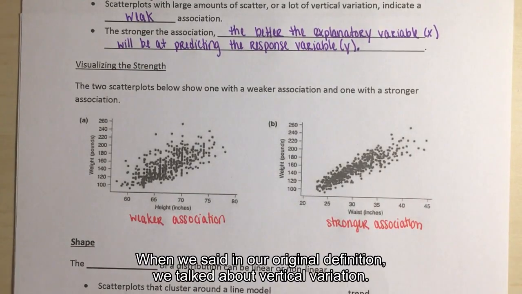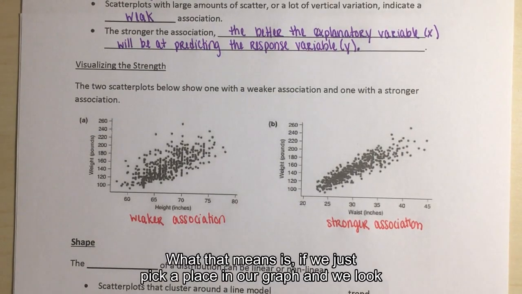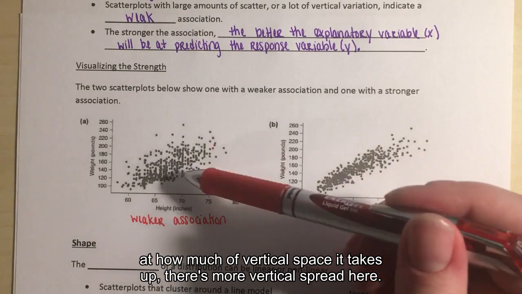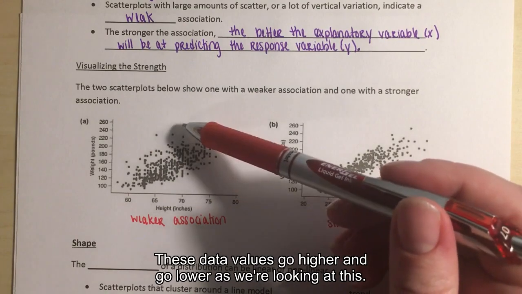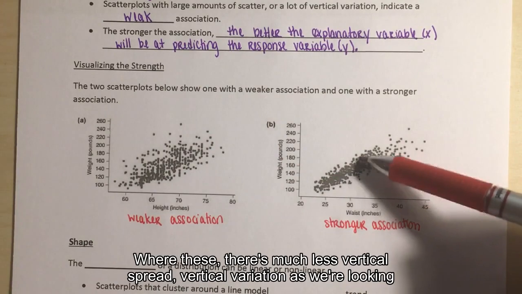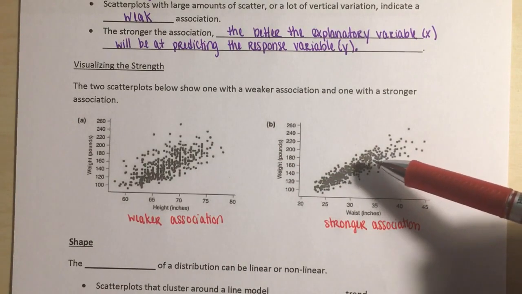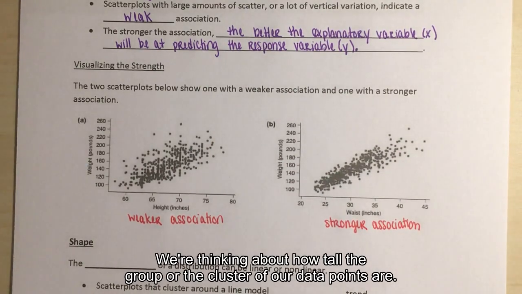Right, and when we said, kind of in our original definition, we talked about vertical variation. So what that means is if we just pick a place in our graph and we look at how much vertical space it takes up, right, there's more vertical spread here. These data values go higher and go lower as we're looking at this. Where these, there's much less vertical spread, vertical variation as we're looking at those same things. So we're kind of thinking about how tall the group or the cluster of our data points are.